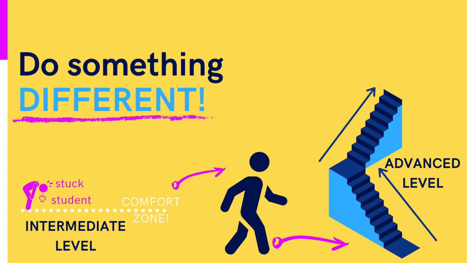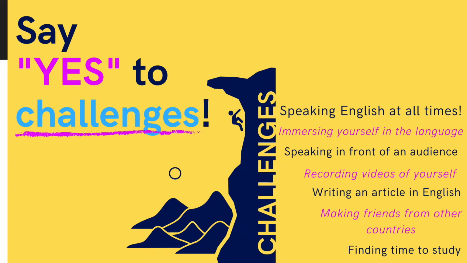If you are this student in the picture that is stuck in the intermediate level and cannot move on to the advanced level and you don't understand why, I'm here to tell you why. It's because you always do the same things. You study the same way, you talk to the same friends, you do the same things over and over again. So if you want to improve your English and get to the next level, you need to get out of your comfort zone and do something different.